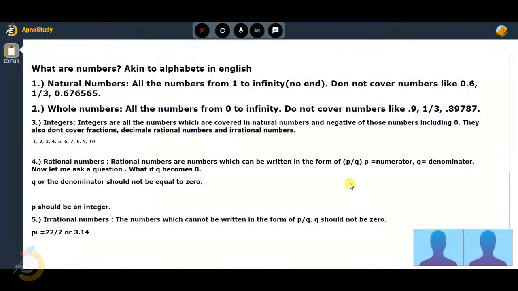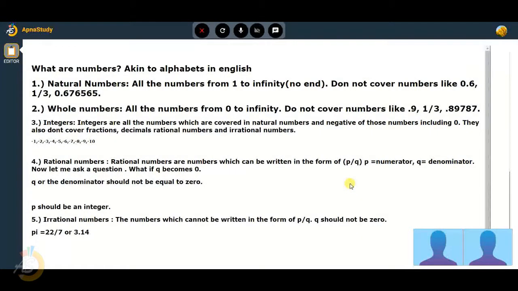So I hope now the concept of rational and irrational numbers is clear. Very much clear. Thank you. So do me a favor. You have to solve this: 1 upon 4.